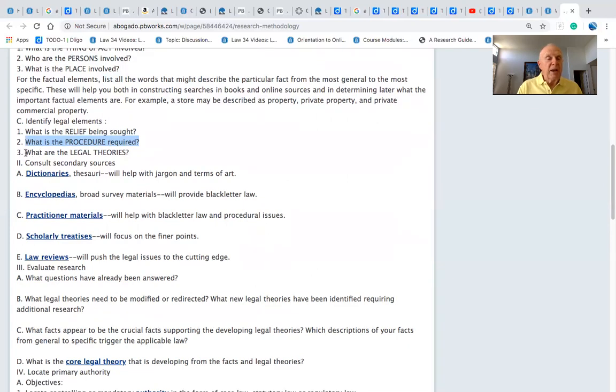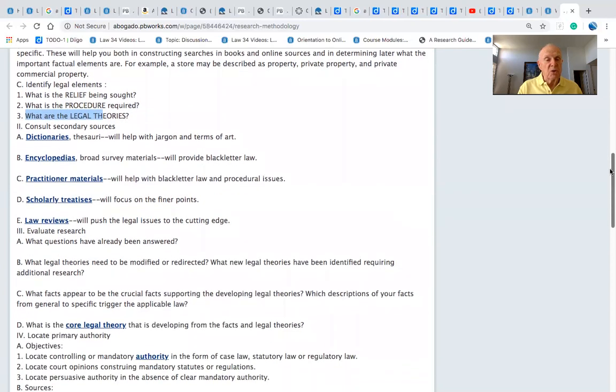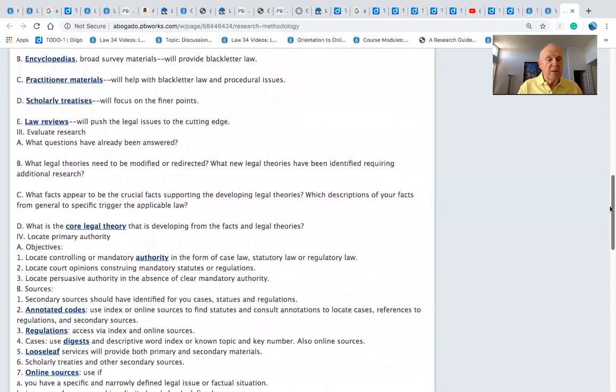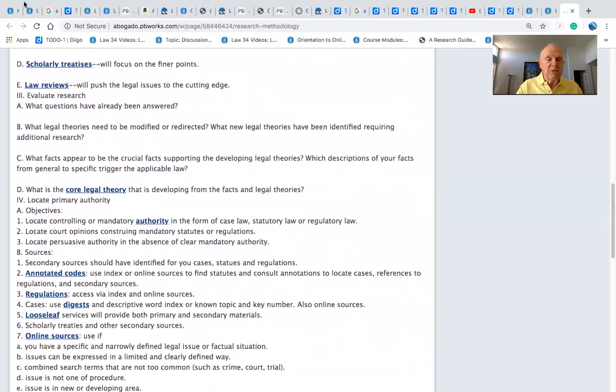And then finally look at the legal theories and consult your secondary resources, which include dictionaries, encyclopedias, treatises, law reviews. And then after you've done all of this particular analysis and research, decide what is the core legal theory that you're developing from the facts and legal theories, and then locate the primary authority, which is the cases and the codes that you're going to use to support your thesis and your argument.